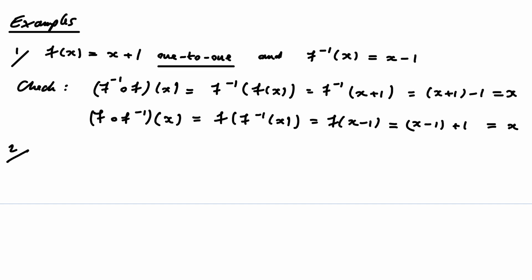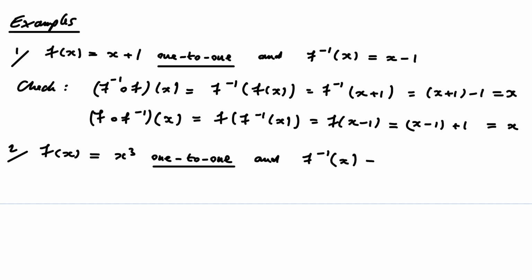Second example. I don't know, f of x is equal to x cubed. This is 1 to 1. It's our main example we saw when we were introducing 1 to 1 functions. And the inverse is exactly what you'd expect. The inverse is equal to the cube root. Works perfectly. Very nice.